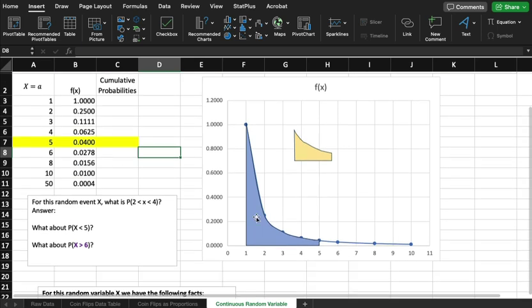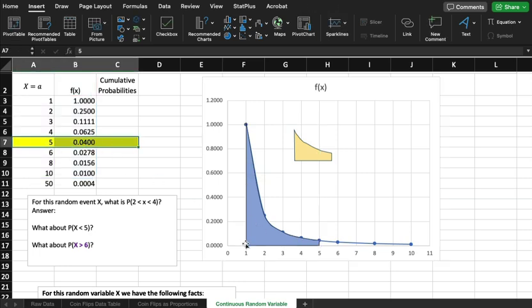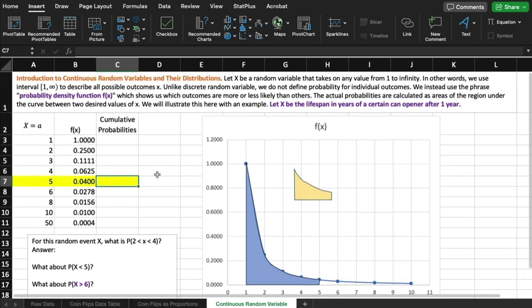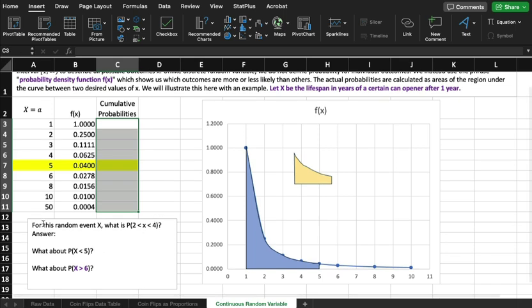You can see here an illustration of the cumulative probability for x equals 5, because it's all the values from 1 all the way up to 5. So that shows you a picture of what that cumulative probability is going to be. So in our next video, we're actually going to fill in the rest of this table, and then we will answer some questions about probabilities in our can opener situation.